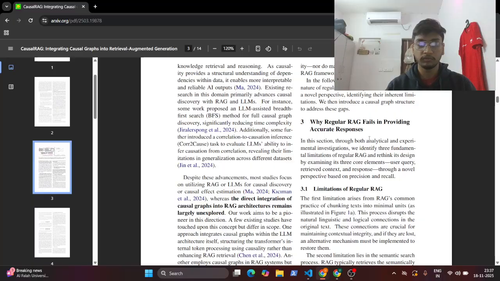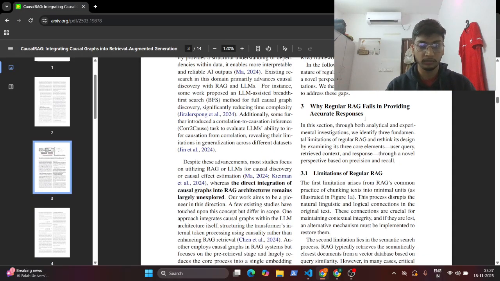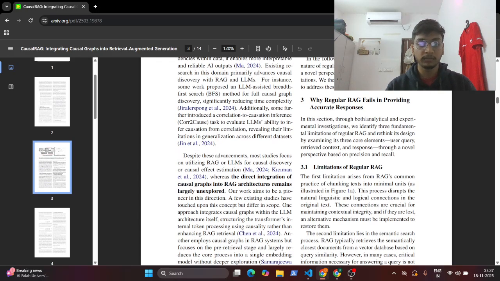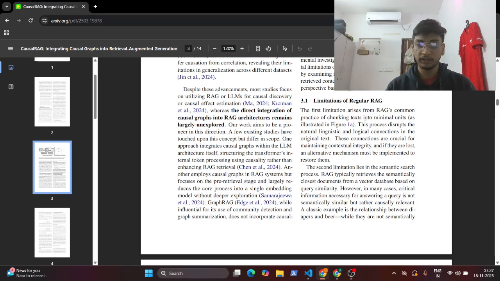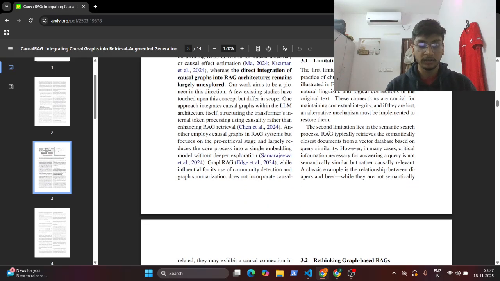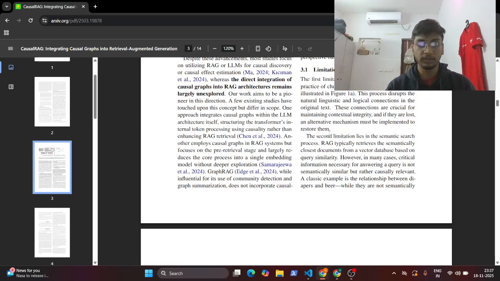So let's talk about why regular RAG fails in providing accurate responses. Before presenting a method, it's crucial to understand why current RAG systems inherently fail in causal reasoning. Our analysis identifies two main categories of failure. First, as we see in limitations of regular RAG, context fragmentation. The process of document chunking destroys the natural linguistic and logical flow, breaking up multi-sentence causal narratives.